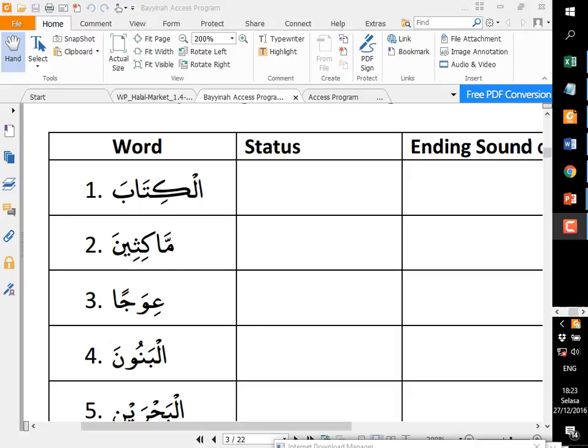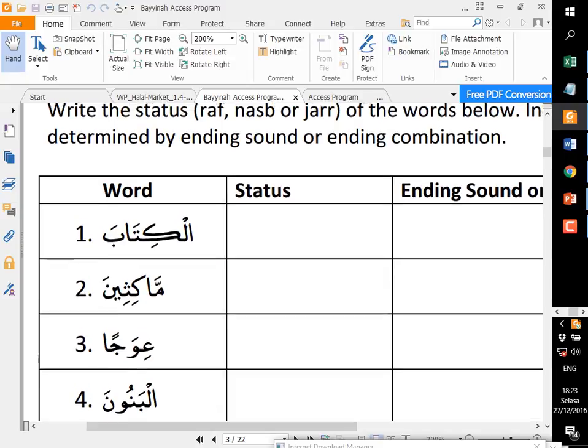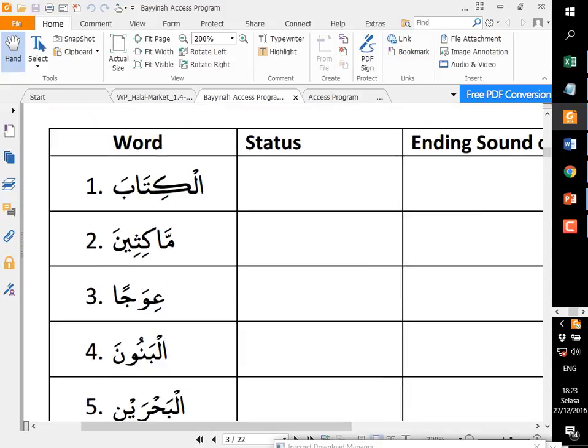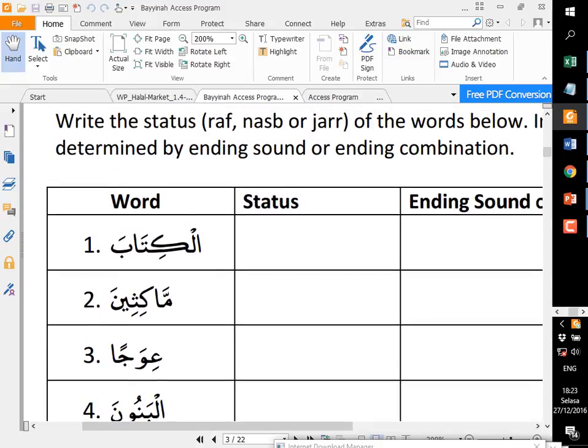Before we start the program and wait for the other students, maybe we can review our previous content and start to define or determine these words, whether it is rofa, nasab, or jarr.